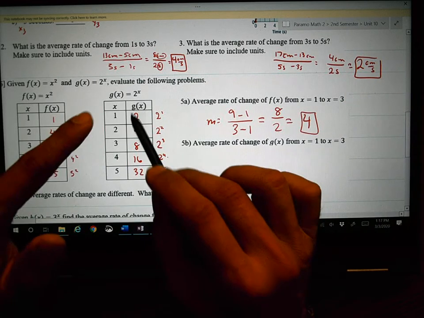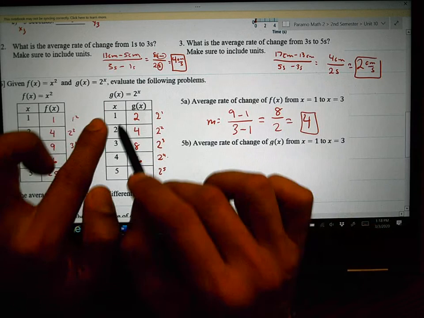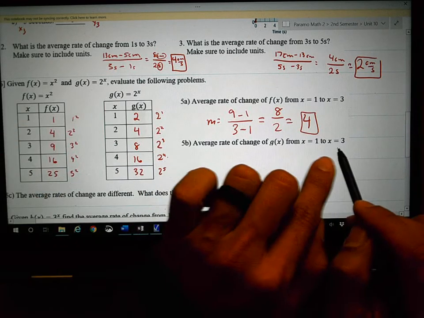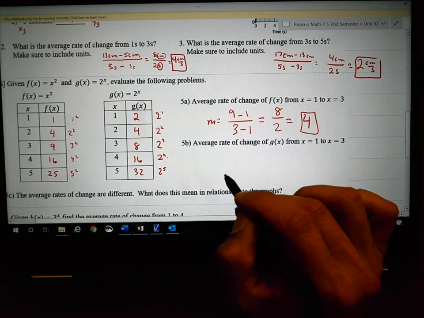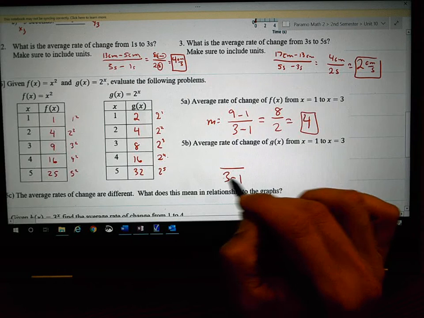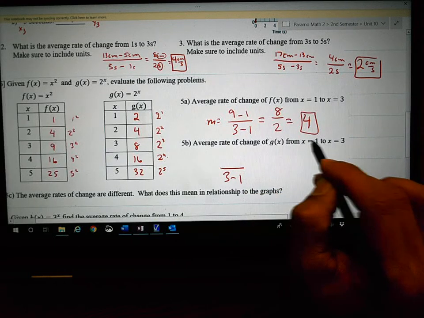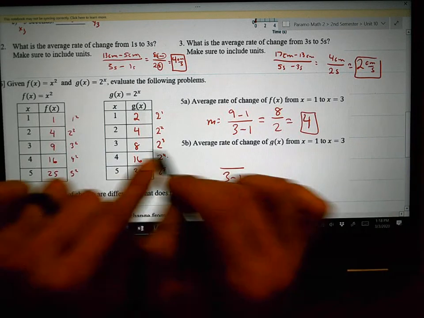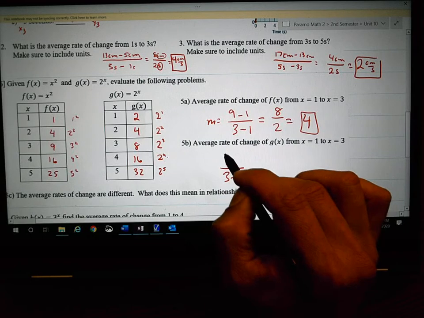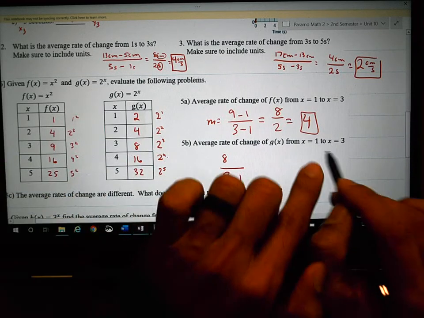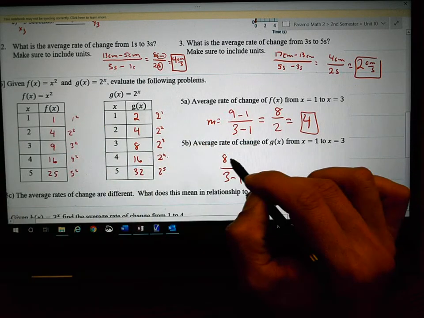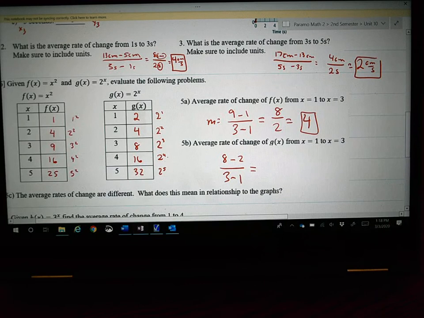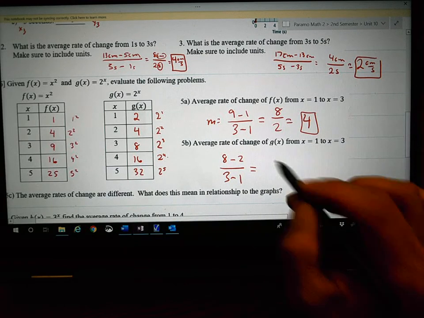The average rate of change on the other function, we'll still do 3 minus 1 as our x, this x minus that x. So let's go to the outputs now. I go for the 3. What's the y output? Keep those lined up. The 1 has an output of 2. Keep those lined up. And let's simplify 8 minus 2 over 3 minus 1.